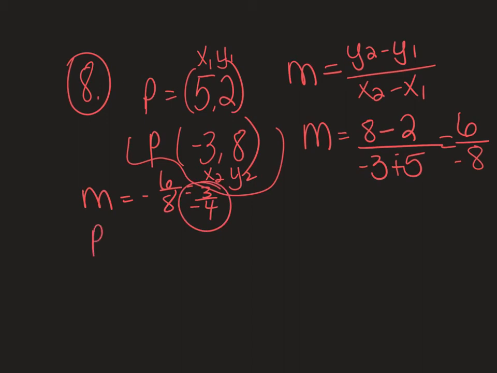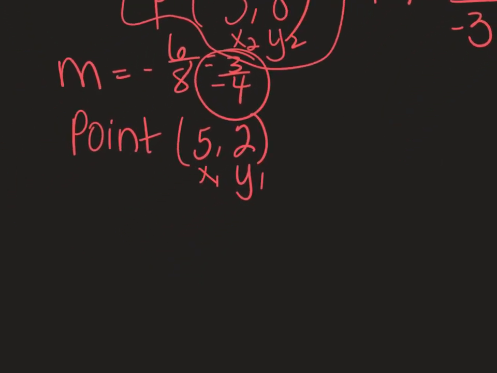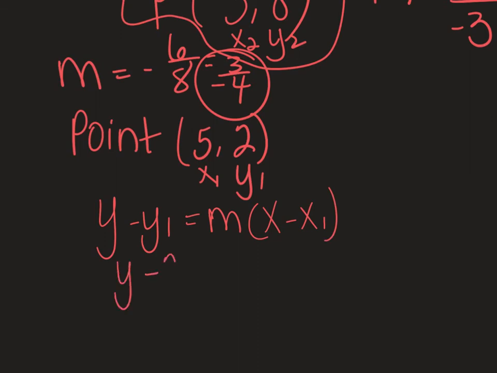Now, your first set of points, I'm just going to go ahead and write these down. You could use either, but we're going to only use the top, which is 5 and 2. So that is x1, y1. So now, let's focus on this right here. Now I have my slope and I have my equation: y minus y1 equals slope times x minus x1. So y minus 2 equals -3/4 times x minus 5.